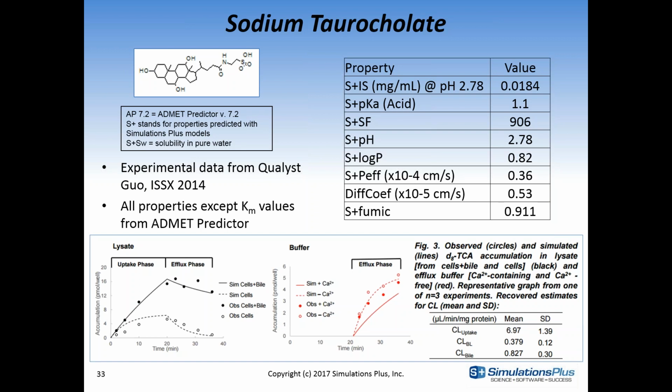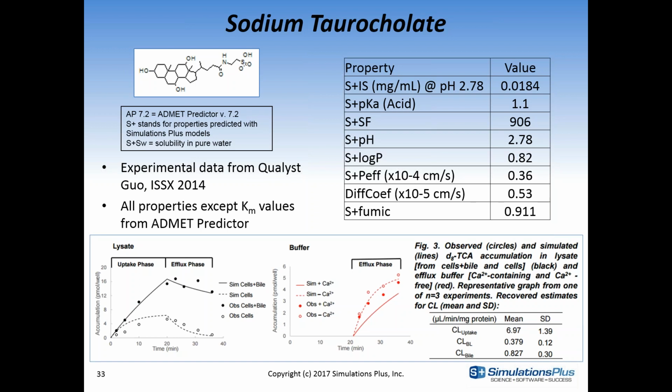All properties except for CAM values were from ADMET Predictor. So we predicted all the properties using the ADMET Predictor module. The experimental data is shown on the bottom of the slide here. On the left, you can see the concentration in the cells plus the bile, which is the closed circles and the dark line. The hatched line and the open circles are just the amount in the cells. This does not include the bile.